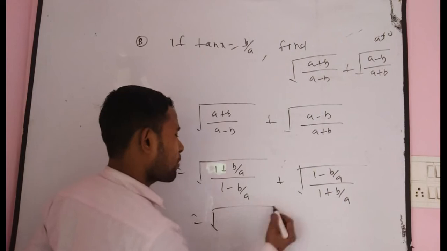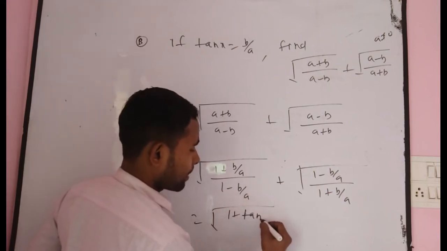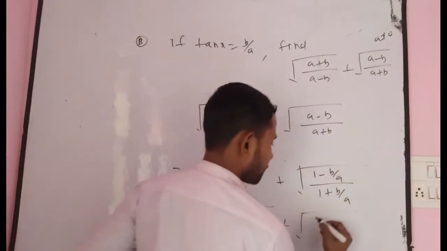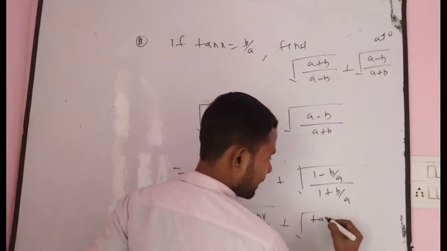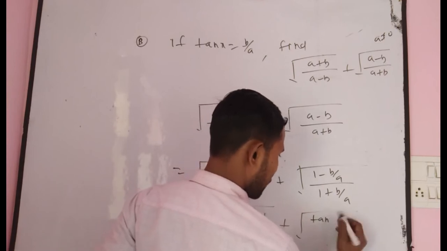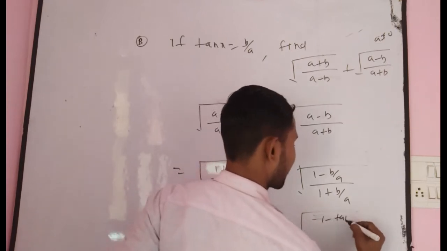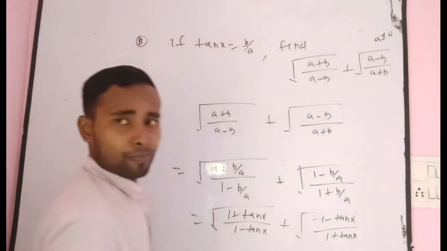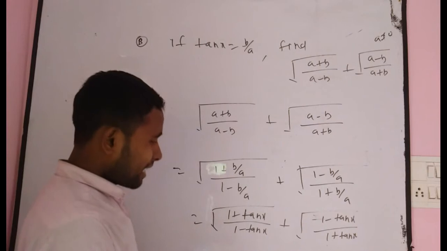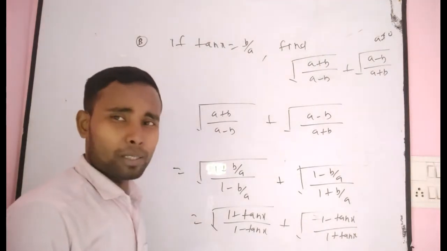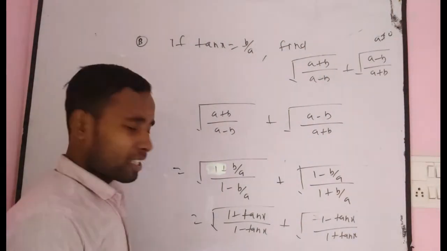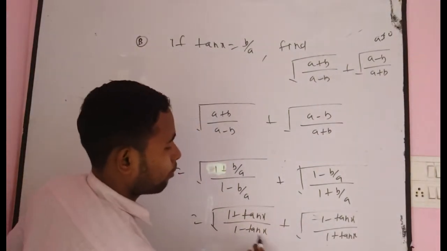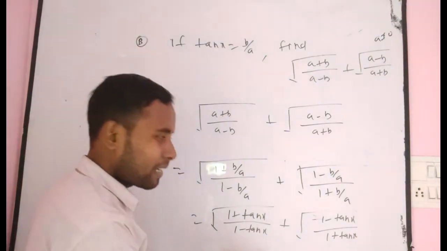So can you write directly the formula of b by a is equal to tan x, divided by 1 minus tan x? Can you write? Plus under root, it is what? tan, 1 minus tan x divided by 1 plus tan x. Can you write? Now, if you try to simplify it, you can simplify it. But I think there is no necessity to simplify it. You can leave it. As you know that root under 1 plus tan x divided by 1 minus tan x is equal to 1. You can leave it here.